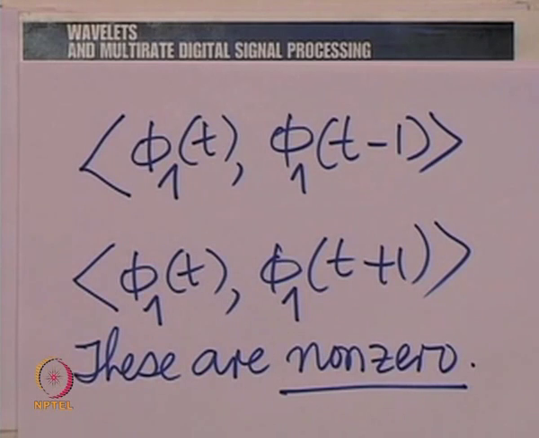And that was our main bone of contention, because of which we could not be satisfied with this phi 1 t to construct an orthogonal multi-resolution analysis out of it. Now, what we wish to do today is to explore that possibility. Even though phi 1 t is not orthogonal to its integer translates, can we build an orthogonal multi-resolution analysis not out of phi 1 t, but perhaps out of a function that looks similar to phi 1 t? In other words, out of a function which is piecewise linear. So, what we are trying to do today is to build an orthogonal multi-resolution analysis with scaling functions which are piecewise linear, even though they are not exactly phi 1 t.